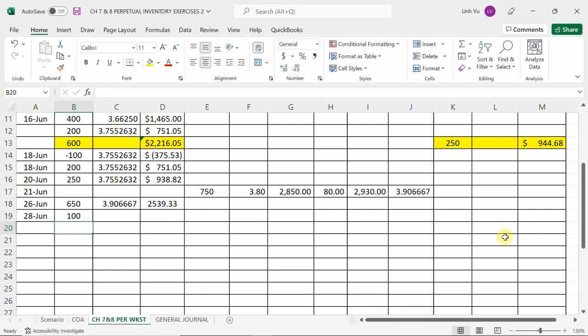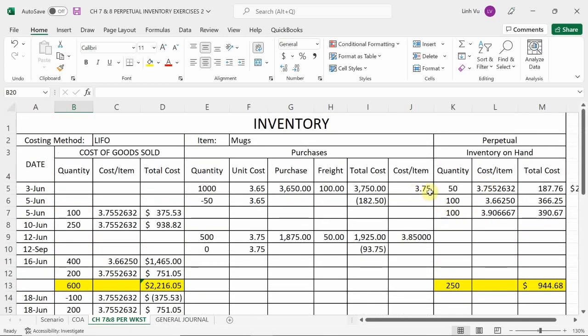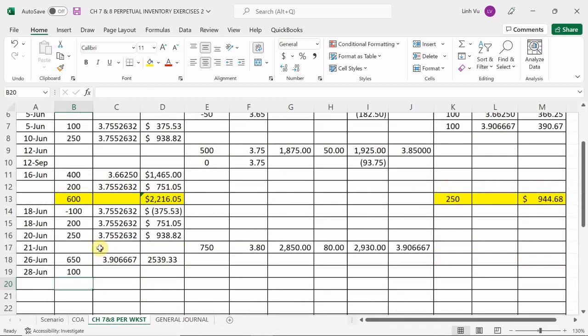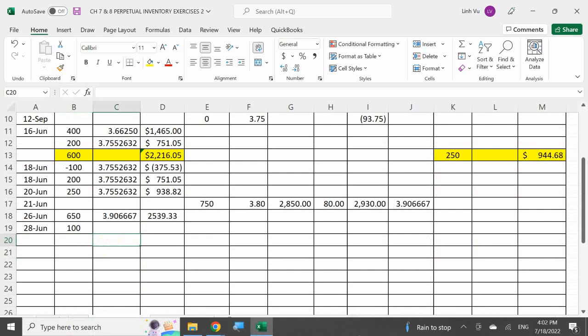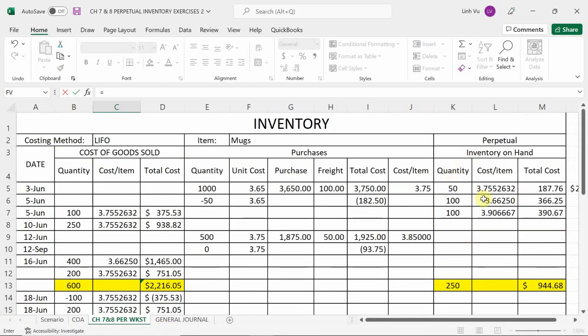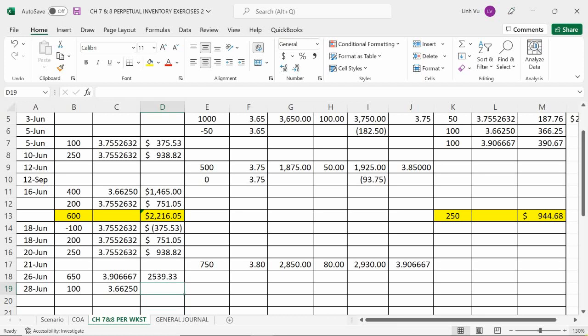We know for a fact that the second batch of our inventory is $3.6625, which gives us a grand total of $366.25. We're going to get rid of that entire thing because that is my extra large batch of coffee mugs, right? So in this case, we already know we're going to sell a total of $366.25, right? We're going to get rid of this second batch of inventory here.